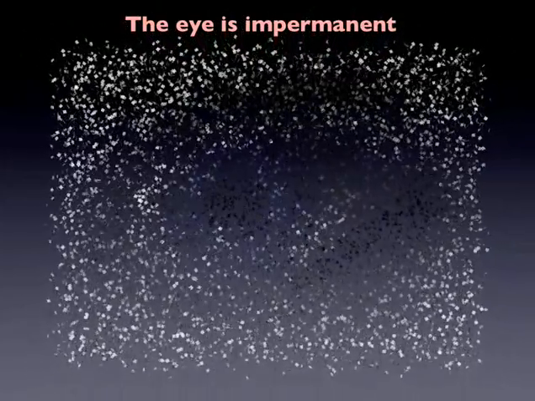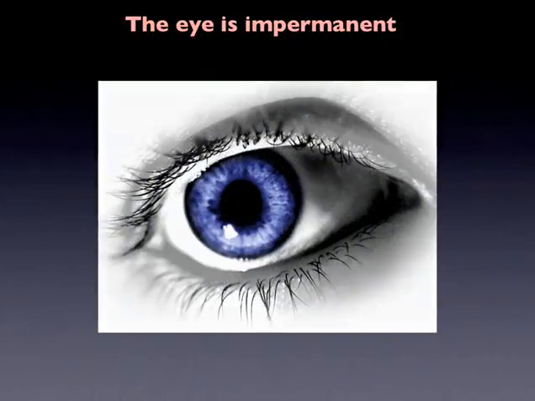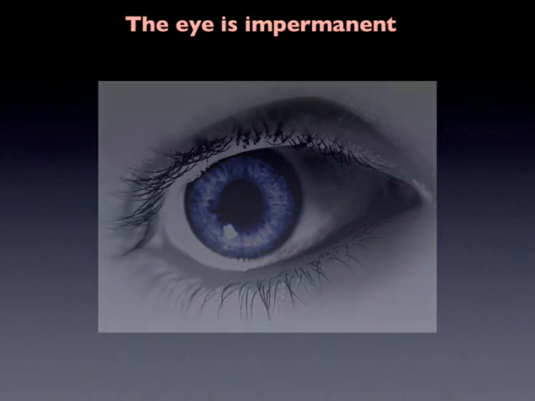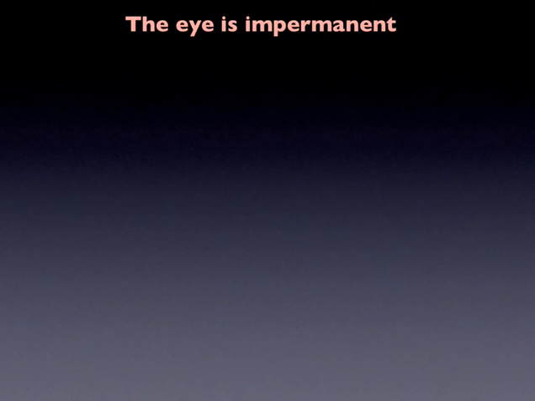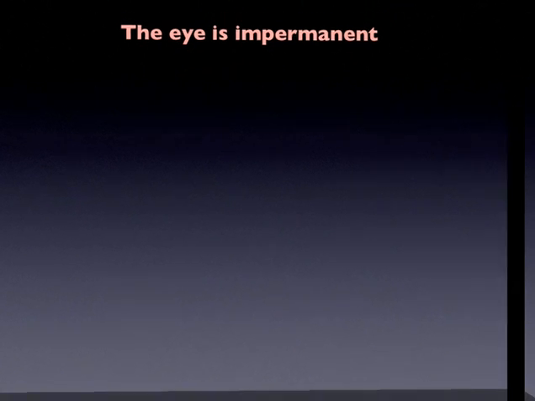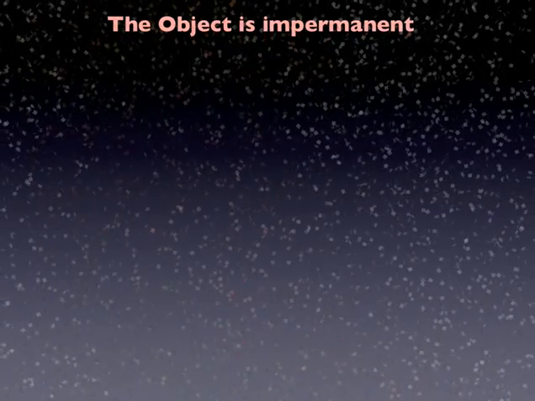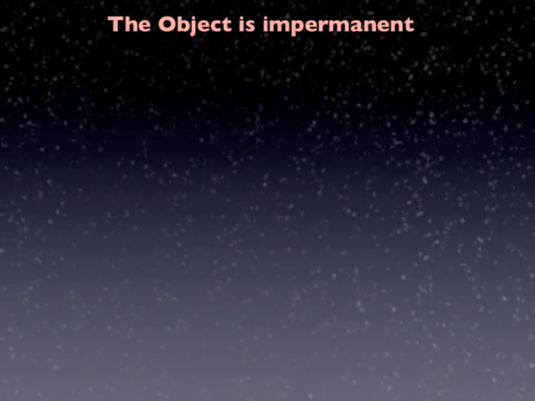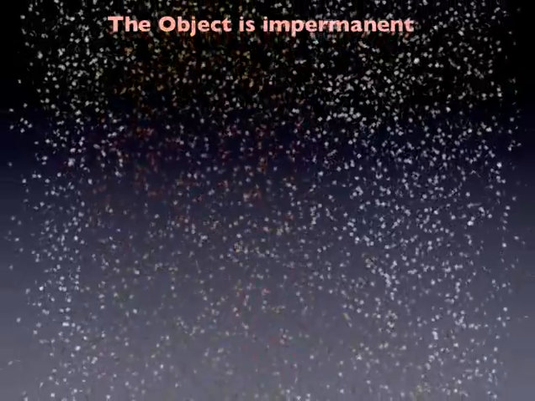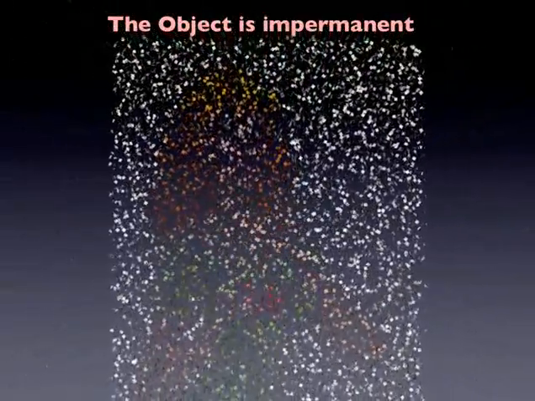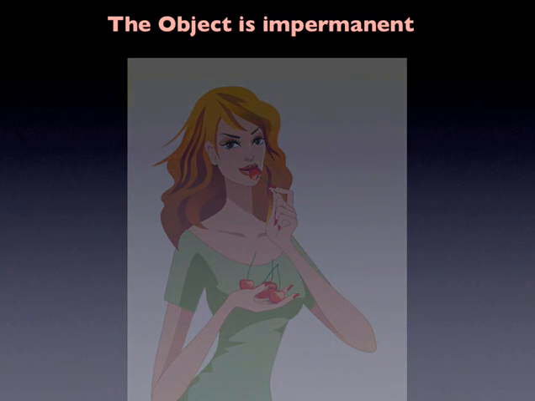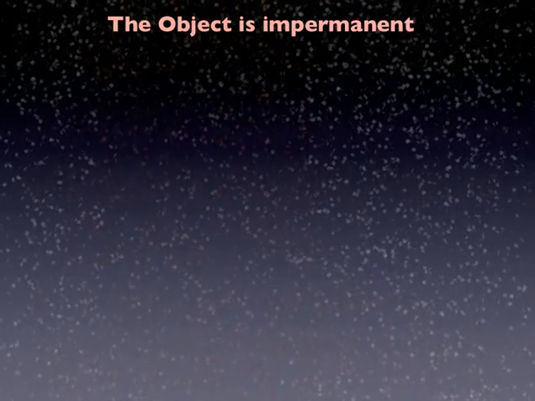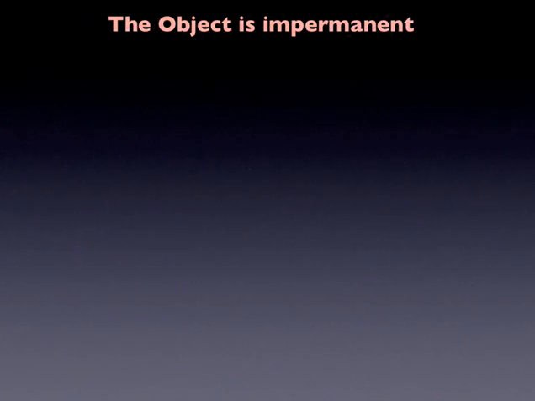For example, the eye here arises, and it changes while it's existing, and finally it disappears. So the three characteristics are the arising, changing while it's existing, and its disappearance. The same thing applies to the object, which is impermanent. There's the arising of the object, and you can see the change while it's existing. For example, in this case, the person is getting old, and the disappearance is basically the death of the person. So these three things are common to all impermanent things.